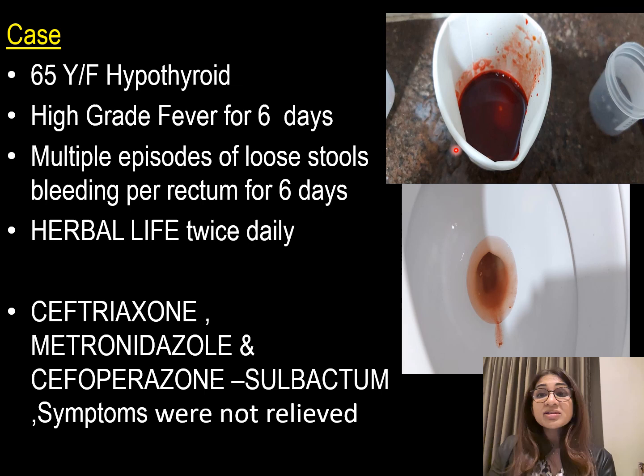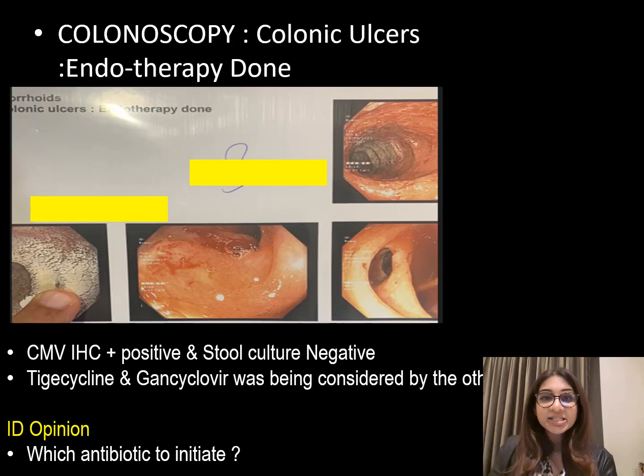and as we can see here, this was the stool which she was passing. So this is a 65-year-old lady who was hypothyroid. She had high-grade fever for 6 days, had multiple episodes of loose stools along with bleeding per rectum, which is indicative that this is kind of a large bowel diarrhea. On inquiring, she was receiving Herbalife twice daily, and she had received ceftriaxone, metronidazole, cefoperazone-sulbactam. Still, the symptoms were not relieved, and that's when she was admitted under the GI team.